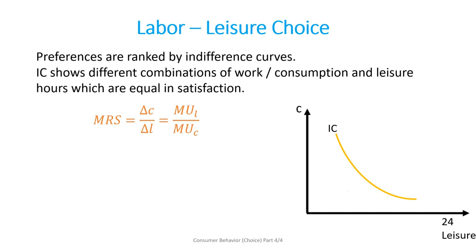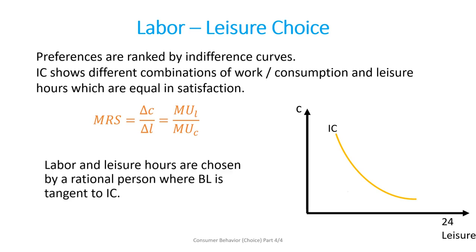Now the question is how many hours a person will like to work and how many hours a person will like to enjoy in leisure. A rational person chooses working hours or leisure hours keeping in view the real wage rate and the utility derived from consumption and leisure. Therefore, the labor-leisure hours are chosen by a rational person where the budget line is tangent to the highest possible indifference curve.